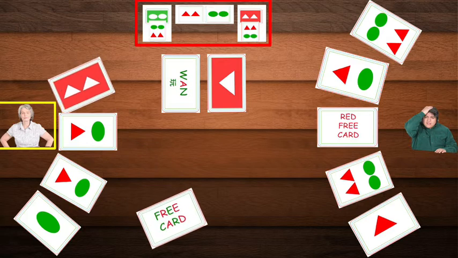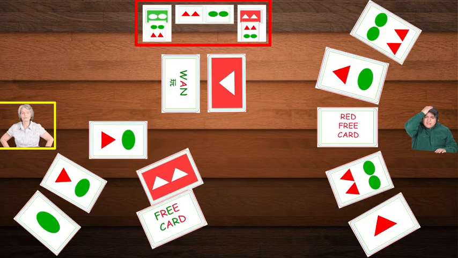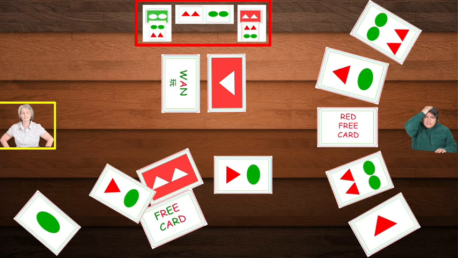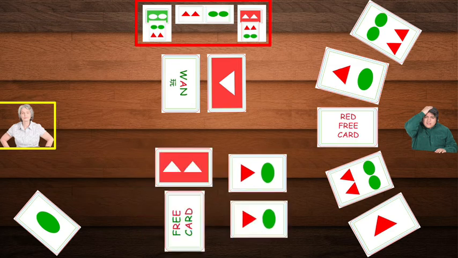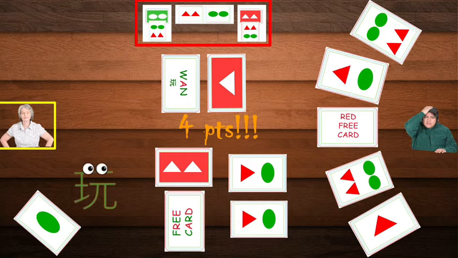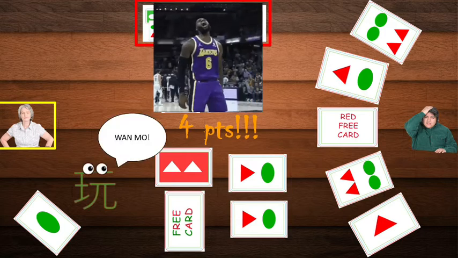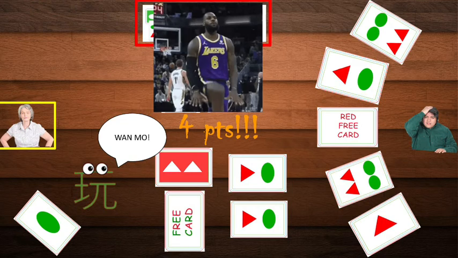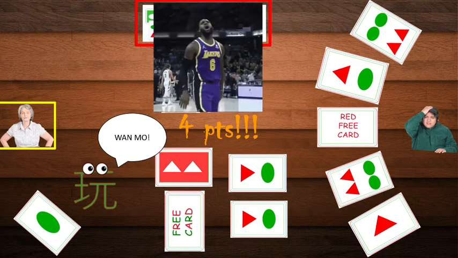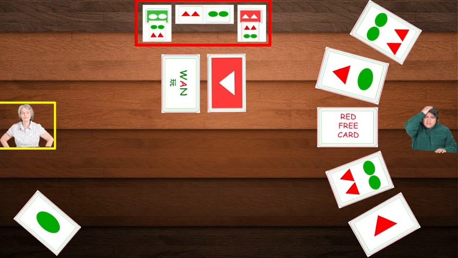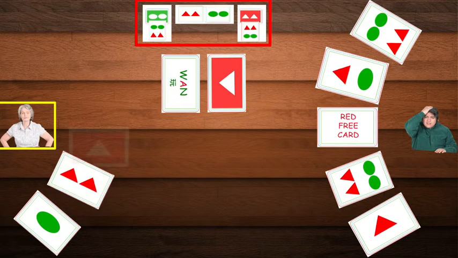She put that one down, free card. She put that one, this one, this one. 4 points. Whoa! Hey, we got LeBron James. Here we go. He's excited by it. And what does she need to do? She needs to drop back up to 4.